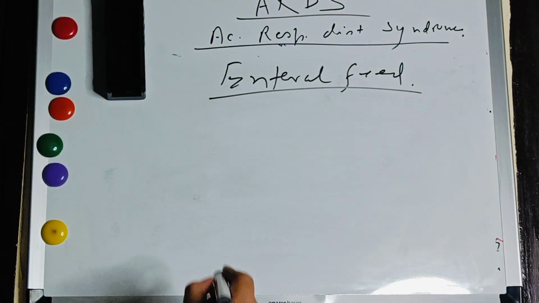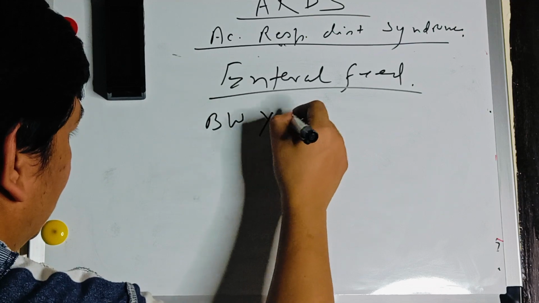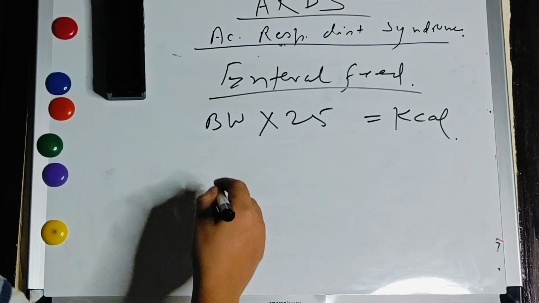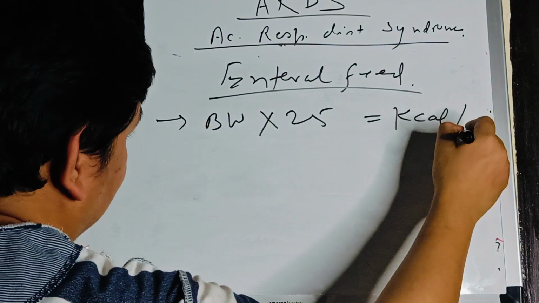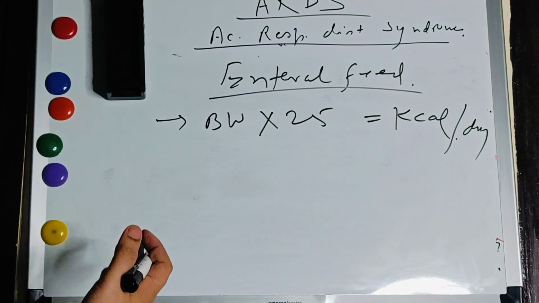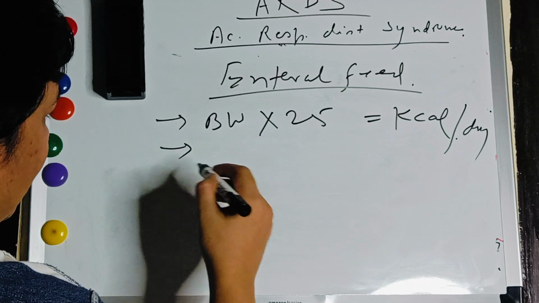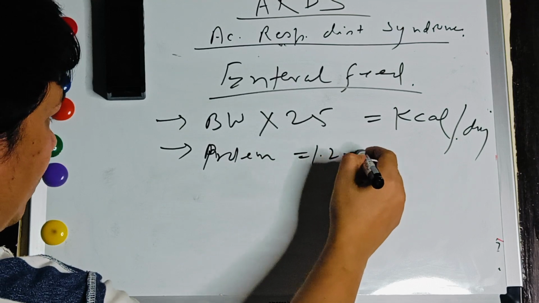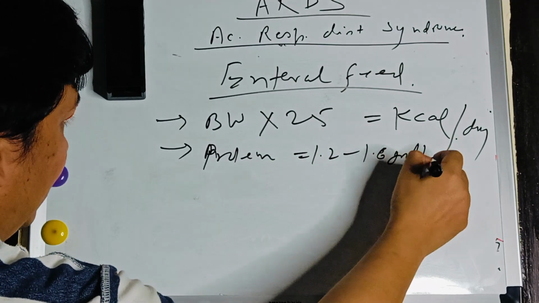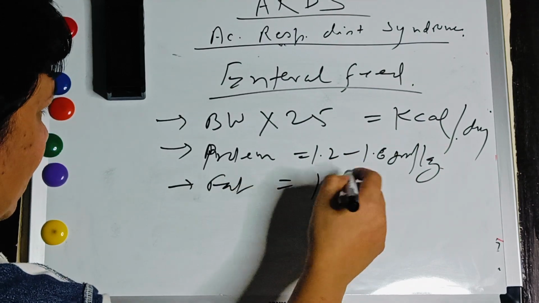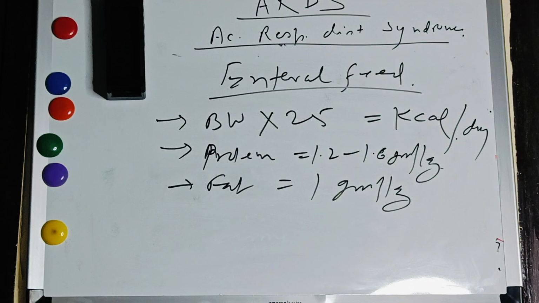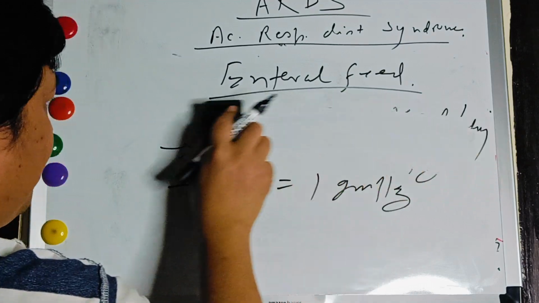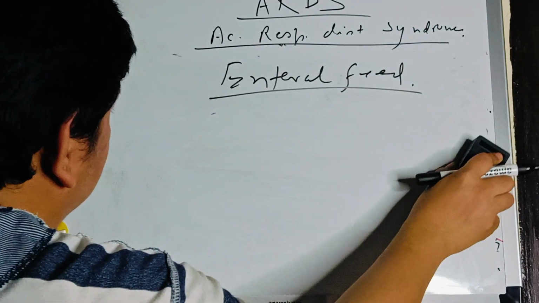How is the calorie calculated? Body weight into 25. This will give an idea about kilocalories. How many kilocalories are required per day? Ideal body weight, predicted body weight into 25 kilocalories per day. How much protein is required? Protein 1.2 to 1.6 gram per kg body weight, and similarly fat is around 1 gram per kg body weight. So accordingly we can use the formula to calculate how much enteral feed we are going to give.